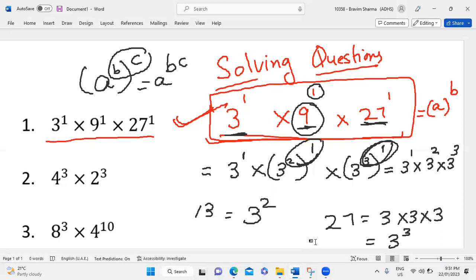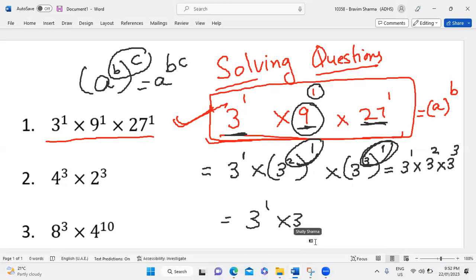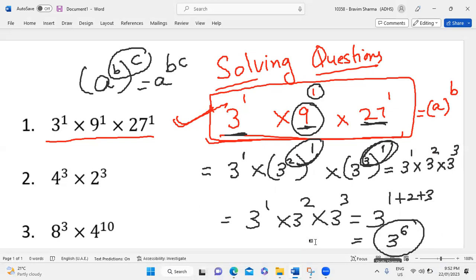So ultimately what we are going to get over here is 3 to the power of 1 times 3 to the power of 2 times 3 to the power of 3, which means it is 3 to the power of 1 plus 2 plus 3 as per the law of multiplication of indices. So it will be 3 to the power of 6. So we should know, sometimes bases are not the same, and the question will always come in such a way that you will be able to express all the bases as the same base.